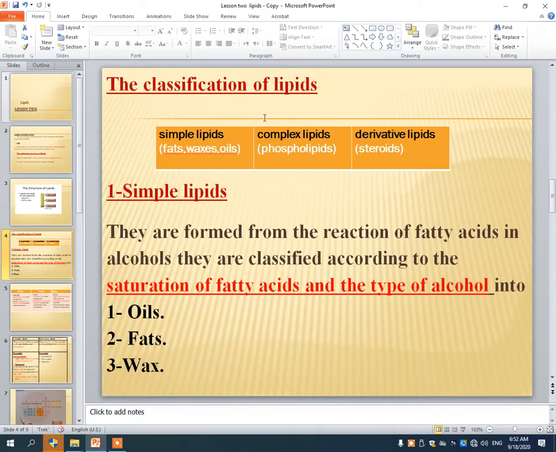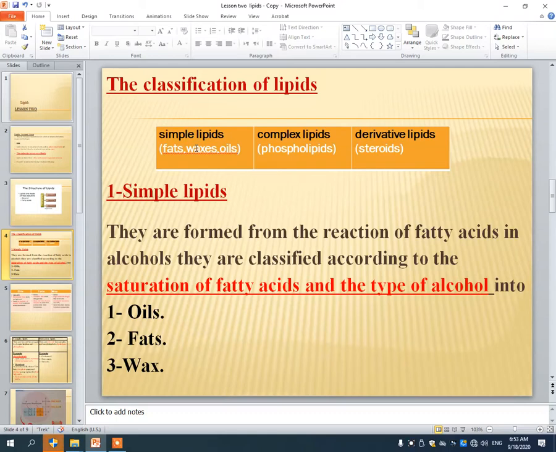Okay, classification of lipids. Lipids have three types, which are simple lipids, complex lipids, and derivative lipids. Let's start with the simple lipids. Simple lipids form from the reaction of fatty acids and alcohol, and simple lipids have three types according to the saturation of fatty acids and the type of alcohol.